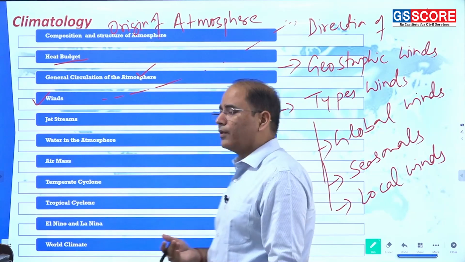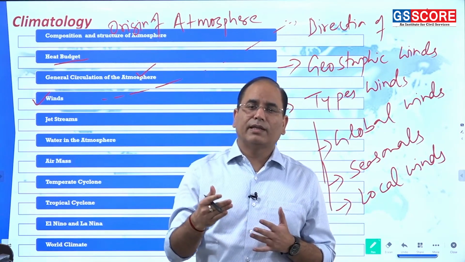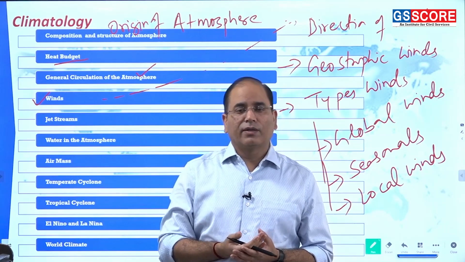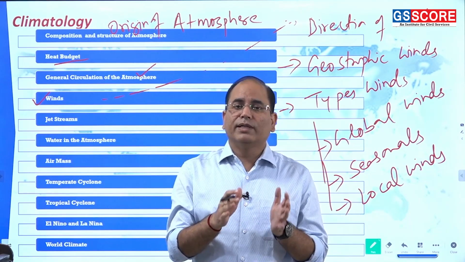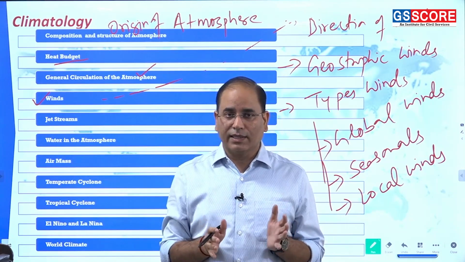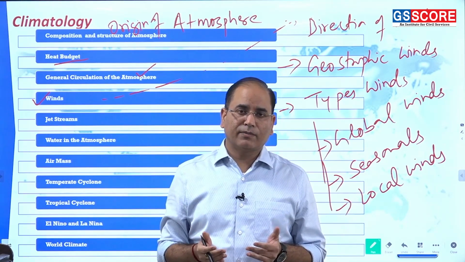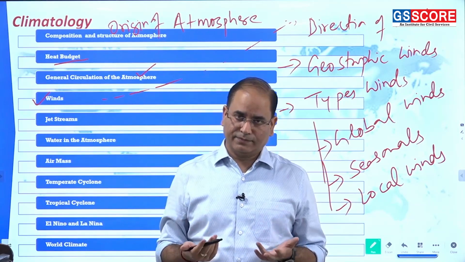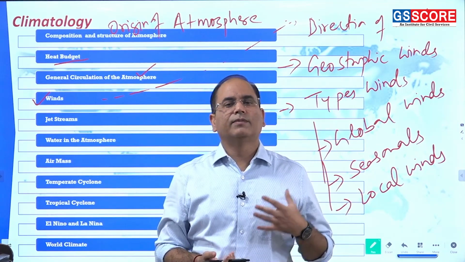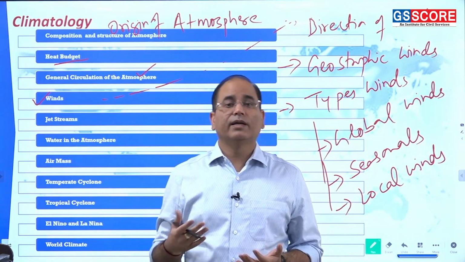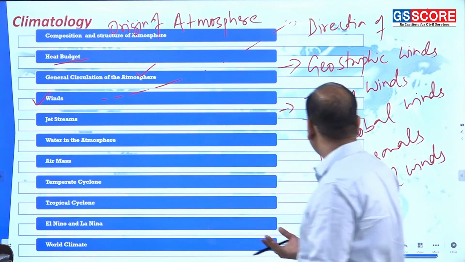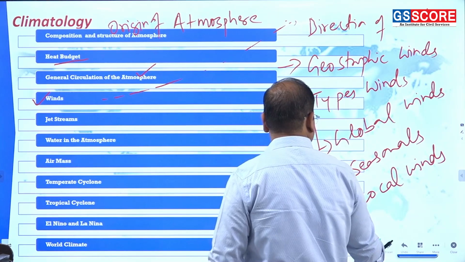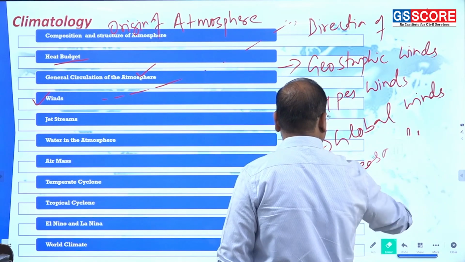Seasonal winds are not blowing in the same direction throughout the season or within the day and night, and the local winds are associated with the winds that are limited to a localized area. So, these are not the winds that are blowing throughout the globe, these are not the winds that are blowing permanently. It is like that it will blow in one season and it will not blow in another season. So, that is the local wind. These are the topics that you are supposed to study under the winds.